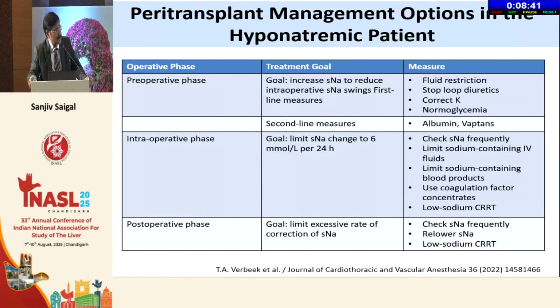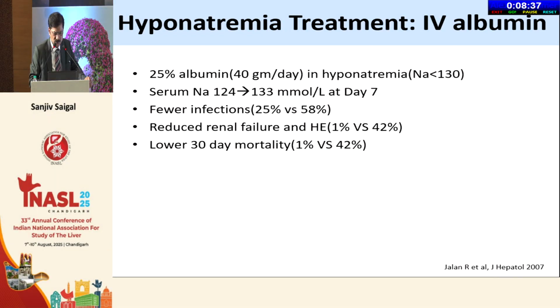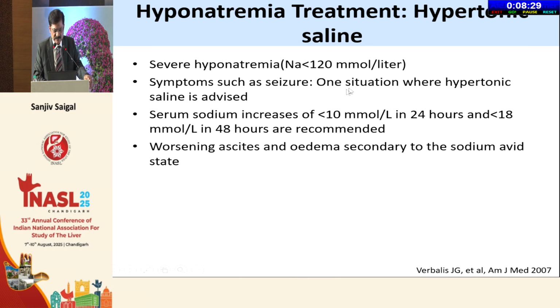Then that is completely in the hands of the excellently trained anesthetist. So we all know this. We have hyponatremia correction by IV albumin. We use it as and when needed. We have hypertonic saline. Again, most of us know that we don't use it easily. Well, if sodium is less than 120, you may use it, especially if the patient has seizure.